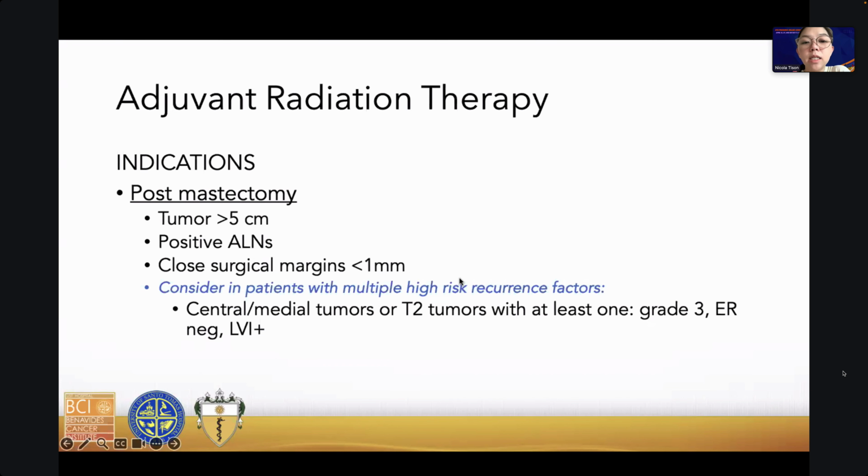So this is why it's important to actually have multidisciplinary management of our breast cancer patients, because not all of the time we know the indications. We might not be referring them to rad onco when in fact there is an indication for radiation therapy.